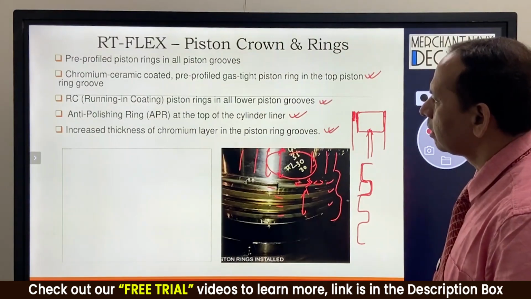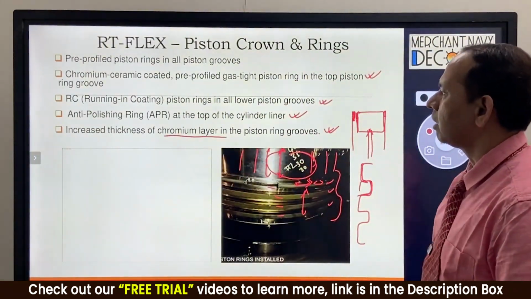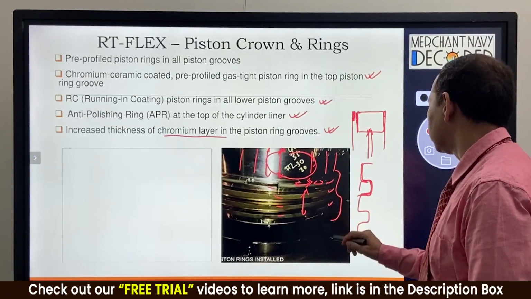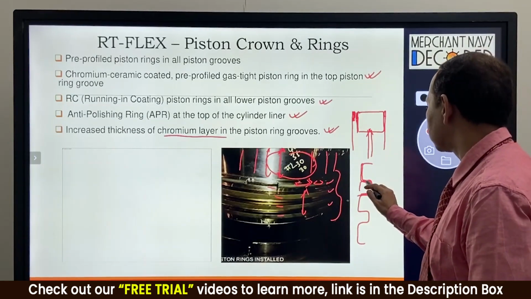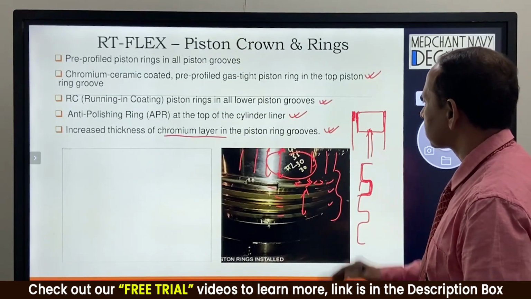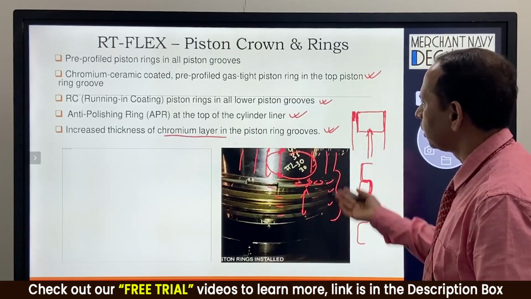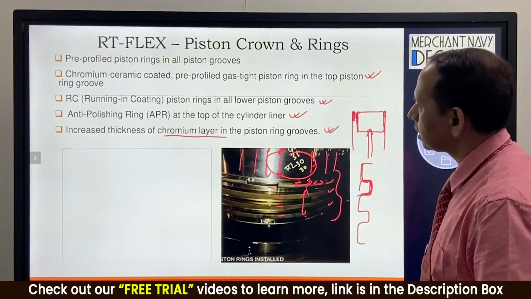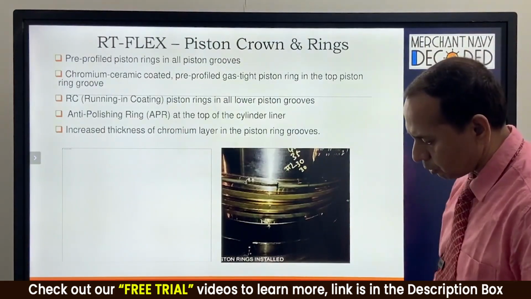And how have they made it? By increasing the thickness of the chromium layer, which is a very hard metal, which ensures that this increased thickness is not going to leave the base metal in bare condition, and this is going to protect the base material at the back end from all the harsh conditions the piston ring or the piston is going to face. That is how this new design has made a drastic change in the running performance of the piston and its associated components.